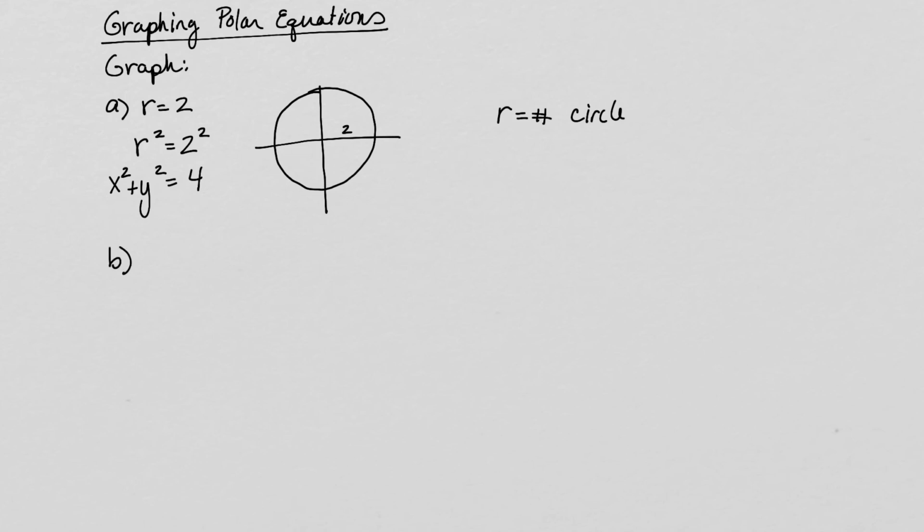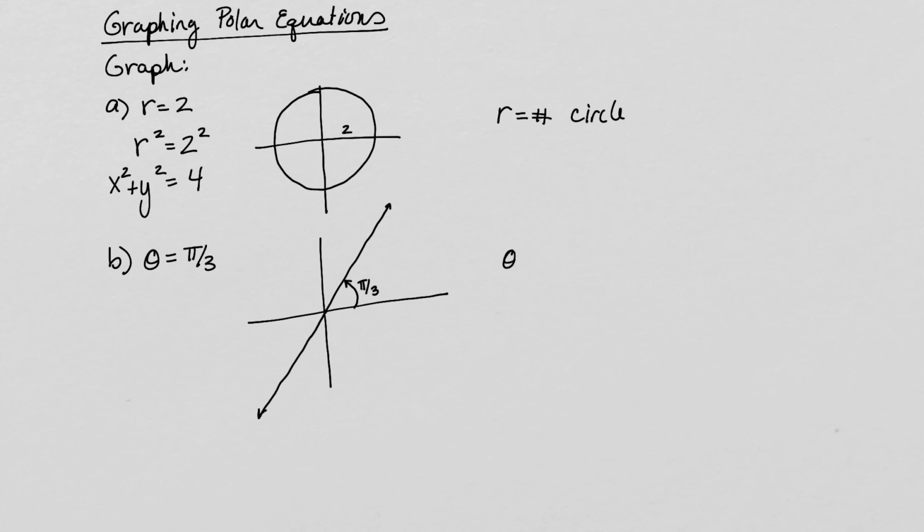B, if you think about just theta equals a number, say theta equals pi over 3, we're saying that r can be anything we want. I'm saying you're going in this direction, pi over 3, right? So you rotated pi over 3, and then your radius could be positive, extending out the way I have it drawn there. Your radius could also be negative and go the other direction. So anytime you have theta equal to an angle, all that is a straight line.